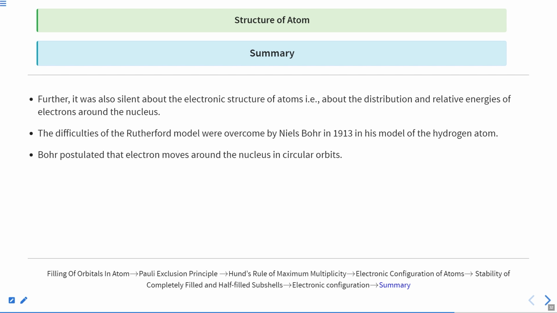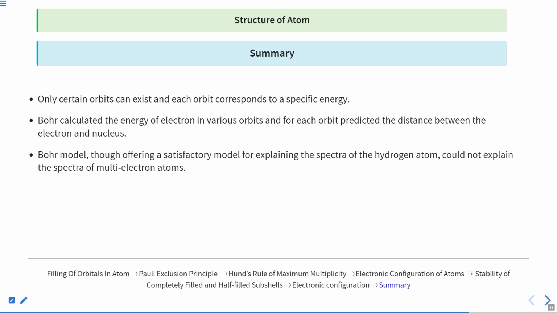Further, it was silent about the structure of the atom, about the distribution and relative energy of the electrons. Now in the next class we have seen how these difficulties were countered by Bohr giving his model. Later on Bohr postulated the model, which is very important from your exam point of view. Clear? It calculated the energy of the electron in various orbits, and for each orbit predicted the distance between the electron and nucleus. Second, though it offered a satisfactory model for explaining the spectra of the hydrogen atom, it could not be explained for multi-electron systems.